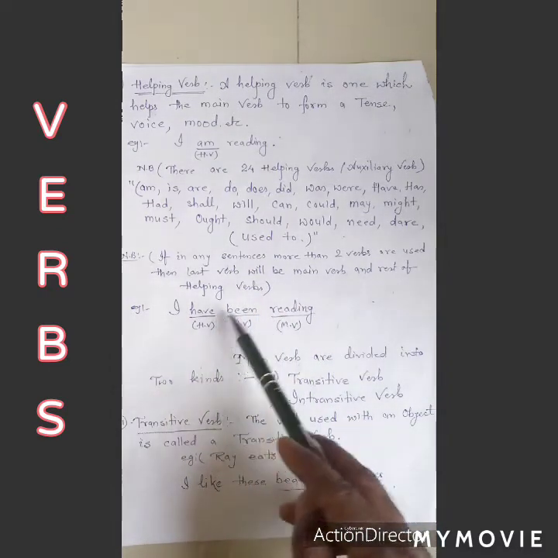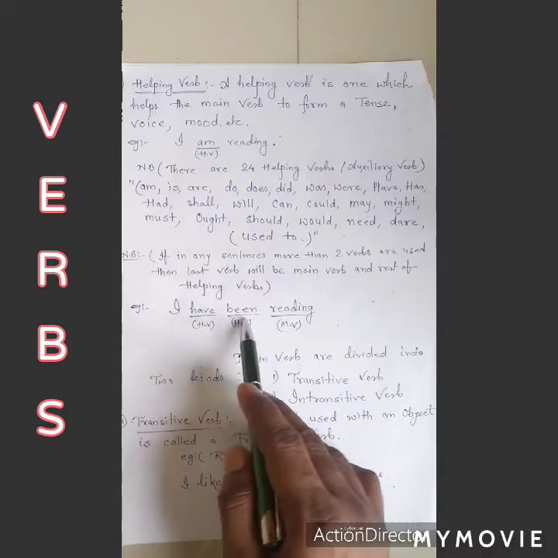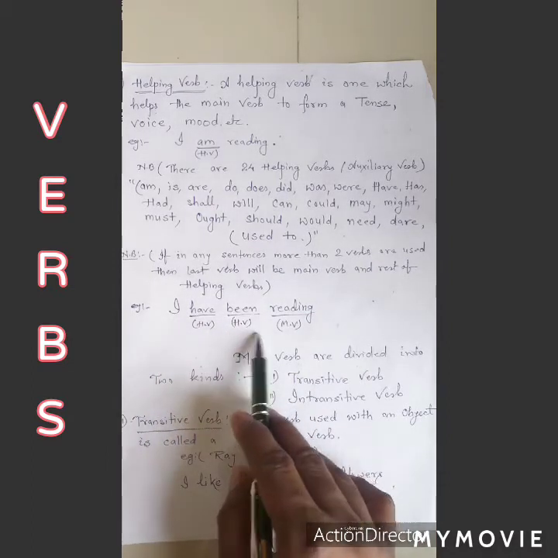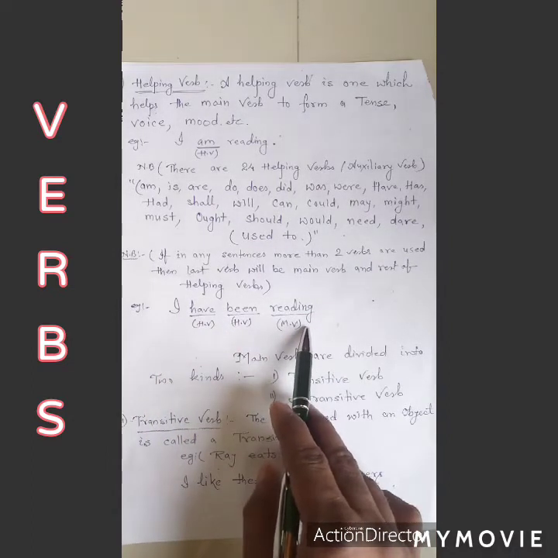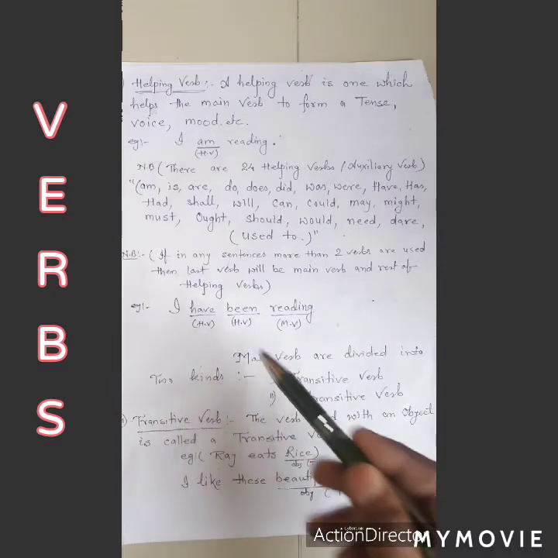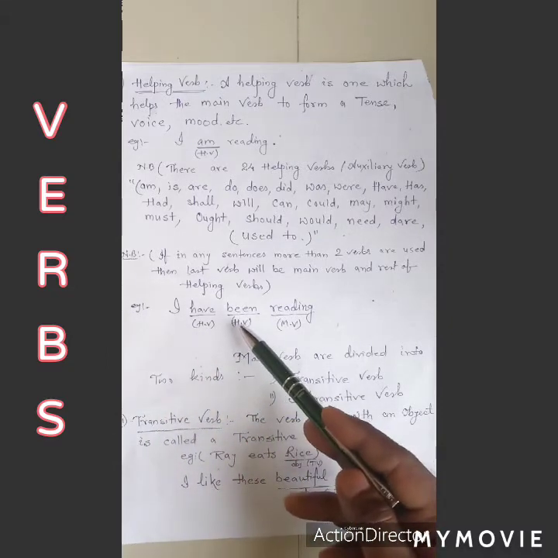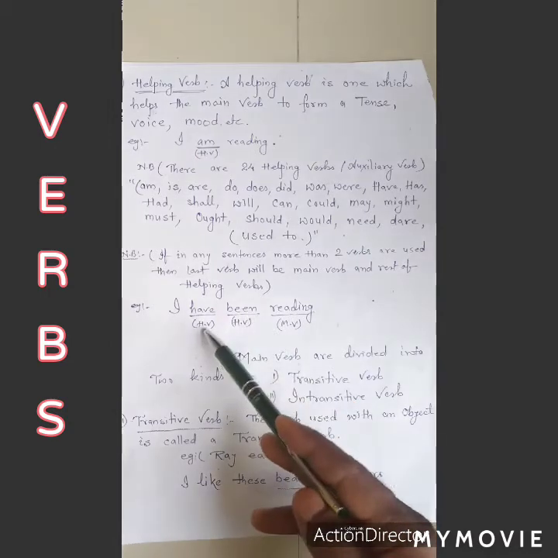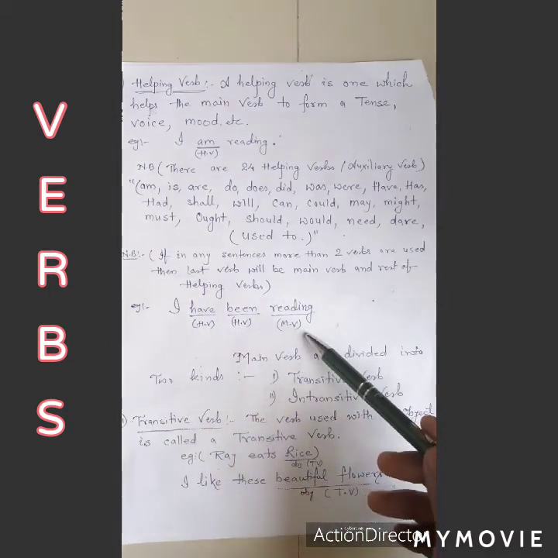For example, I have been reading. Here have and been are the helping verbs and reading is the main verb, because in this sentence more than two verbs are used. Okay, so these are the helping verbs and the main verb is only one. Okay, that is reading.